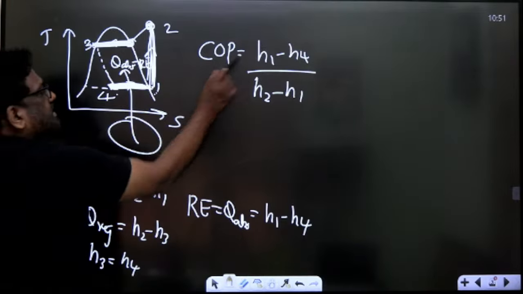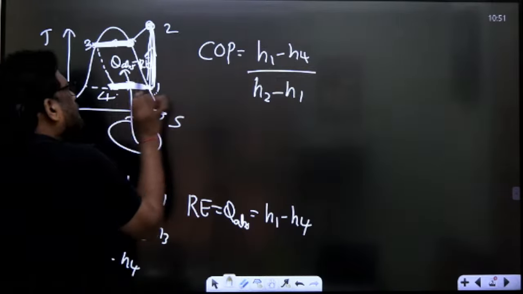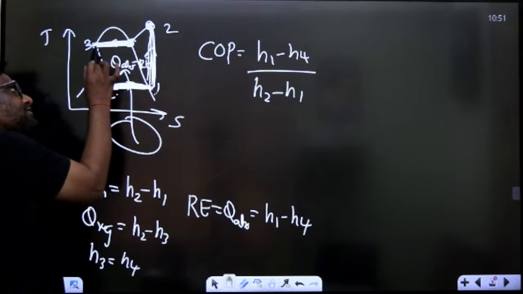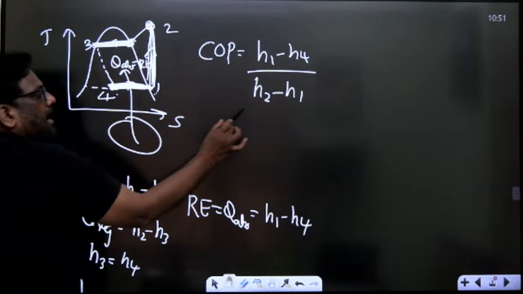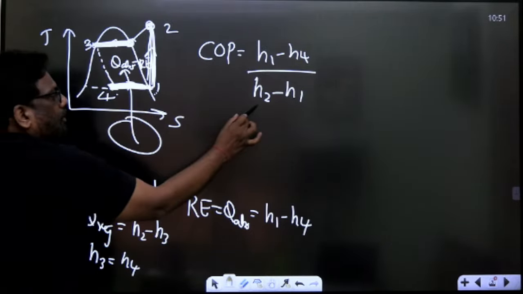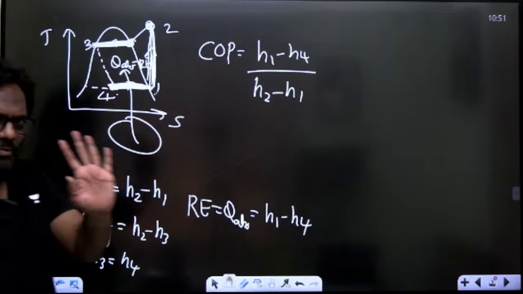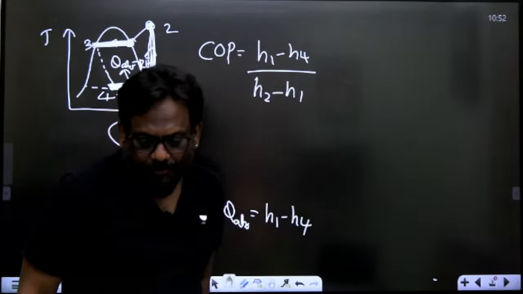So what is H1? It is the enthalpy at the beginning of compression, or the enthalpy at the exit of the evaporator. What is H4? H4 is the enthalpy at the exit of the expansion device or at the inlet to the evaporator. And what is H2? Enthalpy at the exit of the compressor, or at the entrance to the condenser. Everyone understood this point. One more thing, let's refresh a little thermodynamics. Is this clear up to here?